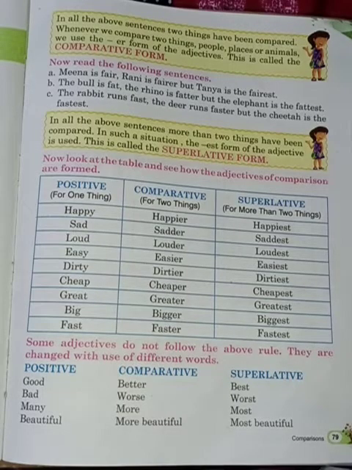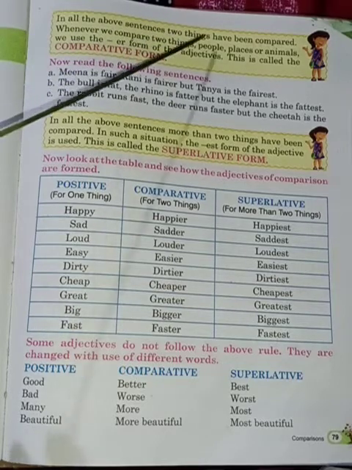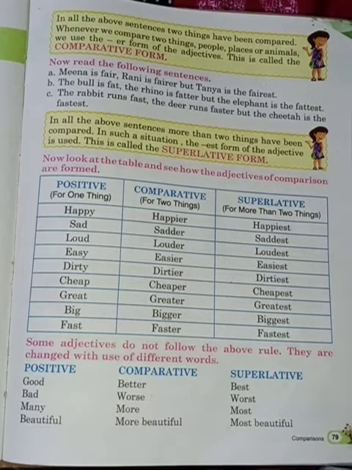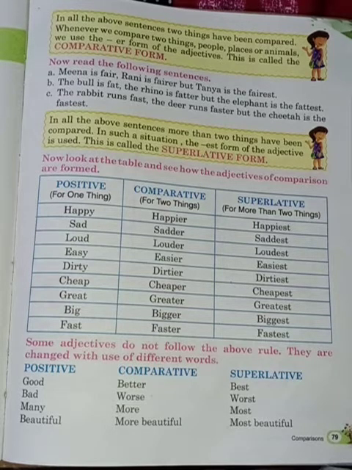Next page, page 79. Let us see what is given in the box. In all the above sentences, two things have been compared. Means, students, on page 78, the sentences which we saw are compared between two people, animals and things.